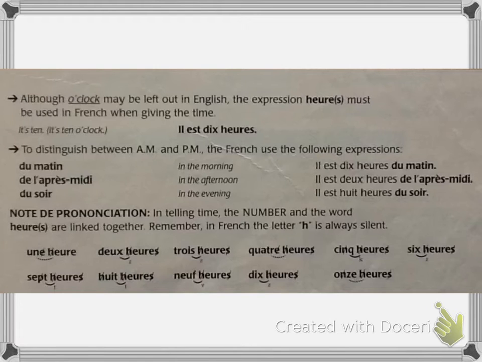And although o'clock can be left out in English, the expression heure must be used in French when giving the time. So you can't leave out the word heure, even though you can leave out o'clock in English. To distinguish between AM and PM, the French use the following expressions. So, s'il vous plaît, répétez: du matin, de l'après-midi, du soir. So again, we have morning, afternoon, and evening, so you can distinguish, do you mean 10 o'clock in the morning? Il est 10 heures du matin, or 10 o'clock at night? Il est 10 heures du soir.